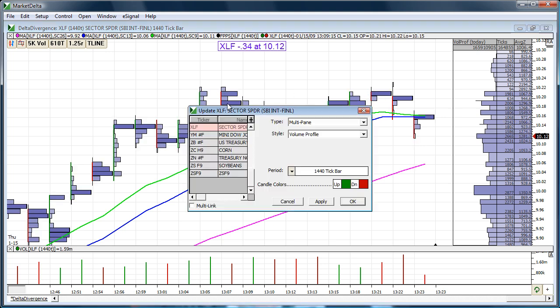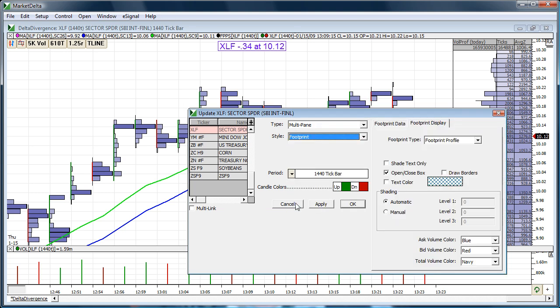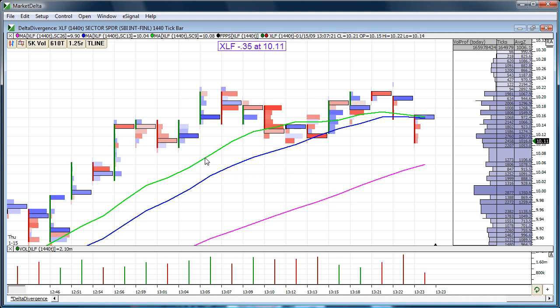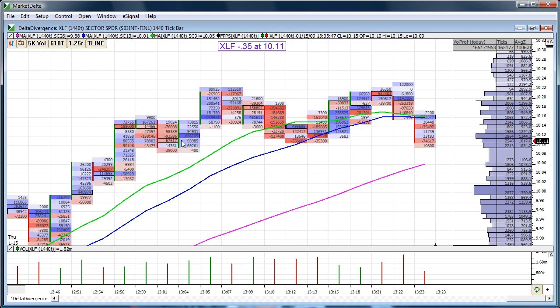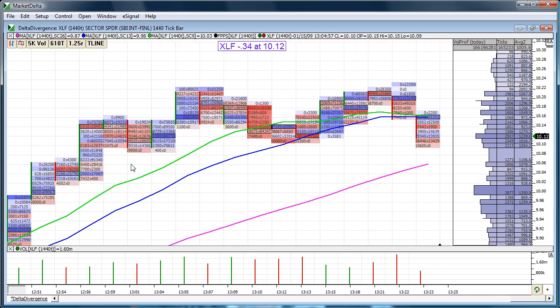So I'm going to change this back to the footprint, and we'll go with the footprint profile for now. And click OK. And let me just quickly describe what you're seeing within each of these bars. The color, as I've mentioned previously, is reflective of the delta, whether it was more aggressive buying or more aggressive selling at that price. The shape is, of course, the volume. And if we were to change to a bid-ask footprint, or let's just go to a delta footprint, this would show us the actual values. So this is the delta values for each price, and then this would be the bid-ask.